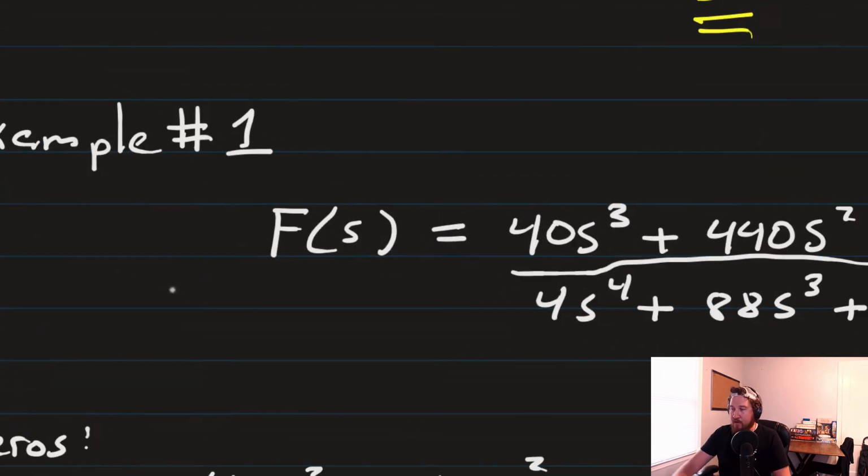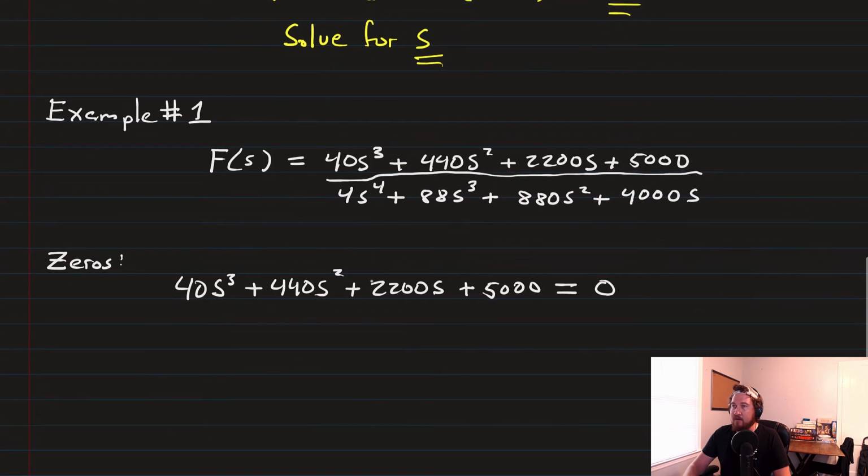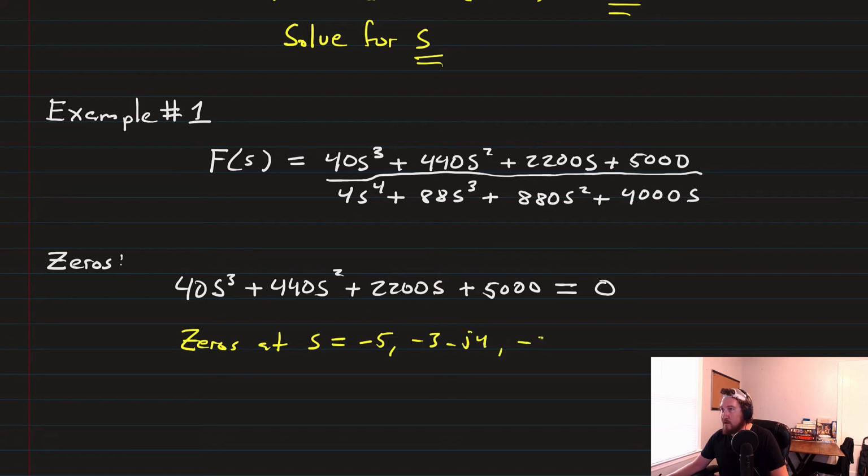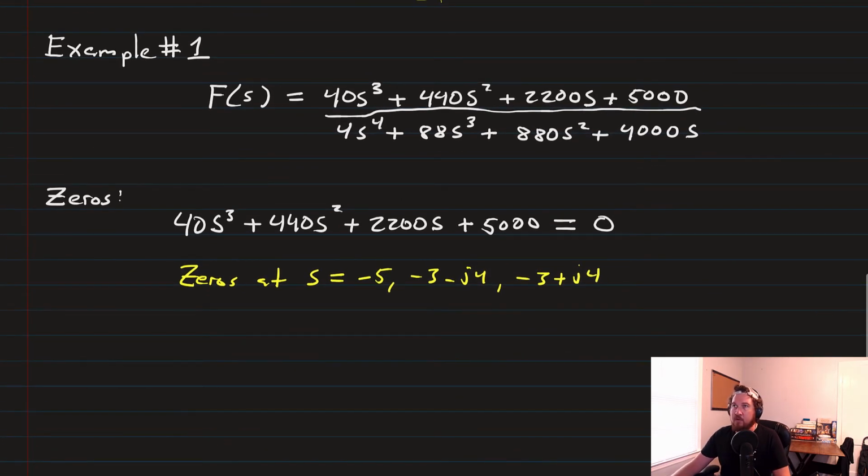So there we go. And we just take those values and we come back here to our example. We can come back here and say that we have zeros at s equals minus 5, and then minus 3, minus j4, and minus 3 plus j4. And there we go. There's our zeros. Let's go and do the poles. We'll do them in the exact same way.